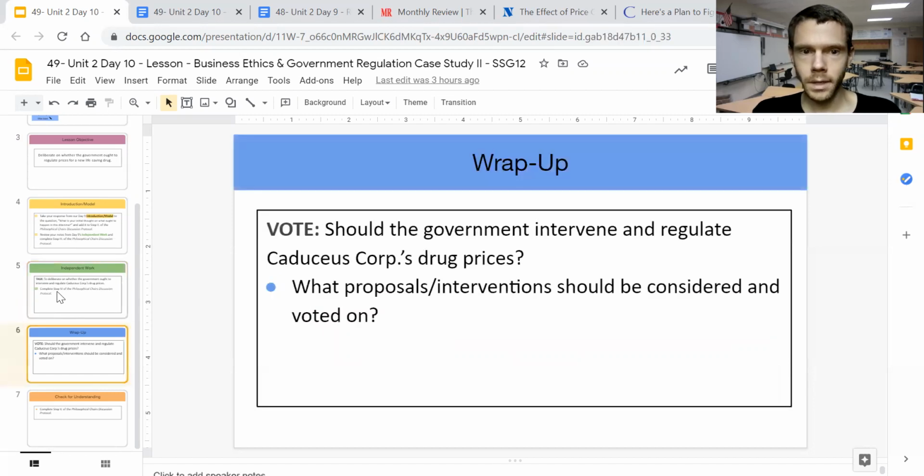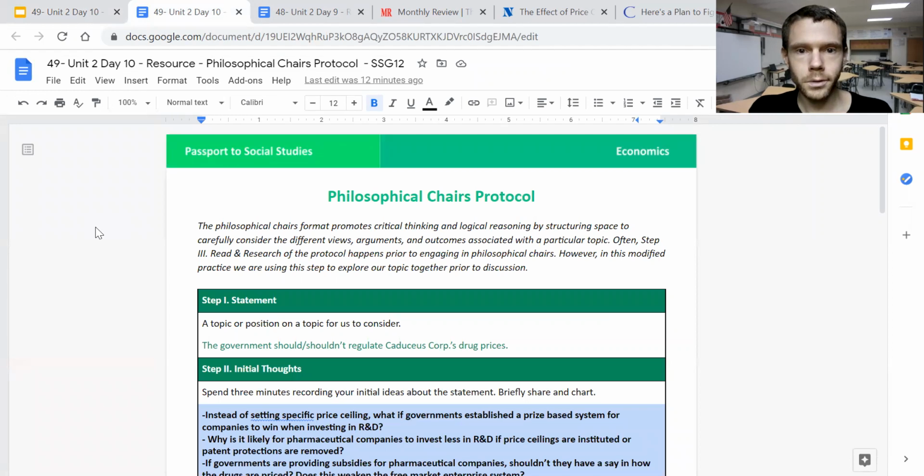And then as a wrap-up, the class will decide whether or not the government should be intervening and regulating the drug prices, and if not specifically regulating the drug prices, should there be any kind of governmental intervention? Should there be some kind of regulations? So looking at the philosophical chair's protocol, it's really designed to help you consider the different views, arguments, and outcomes that are associated with a particular topic.